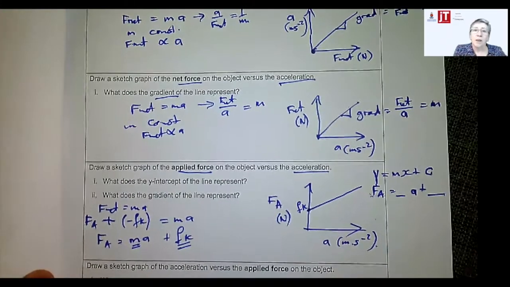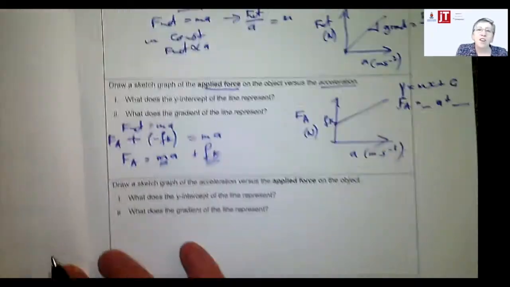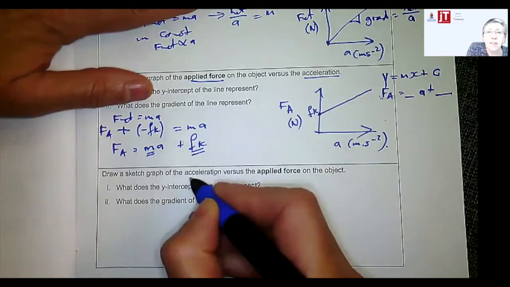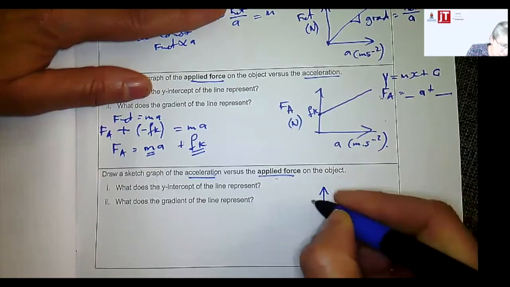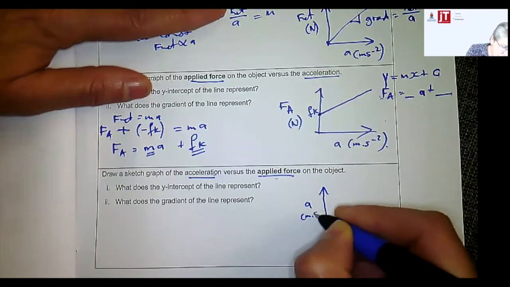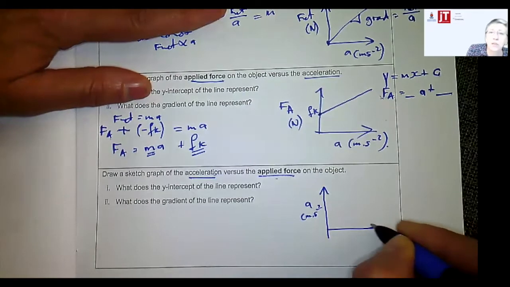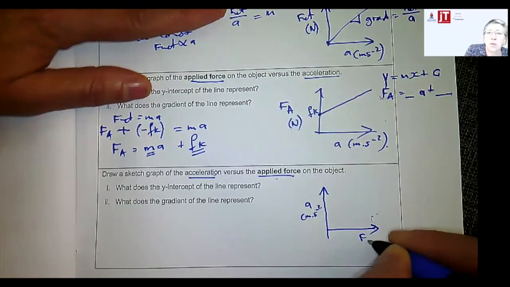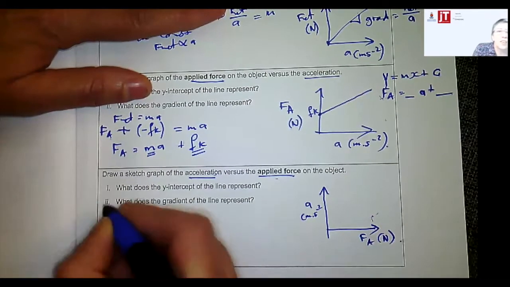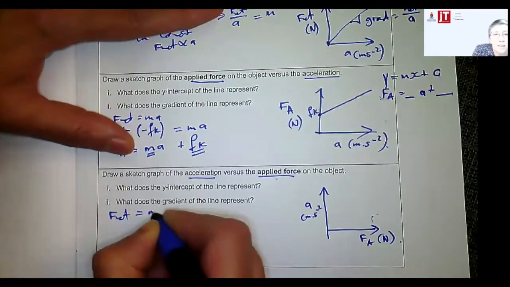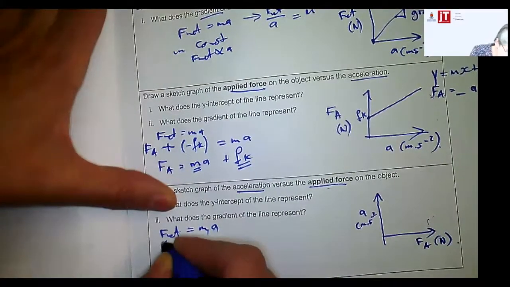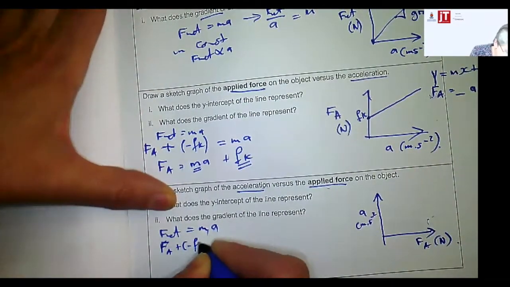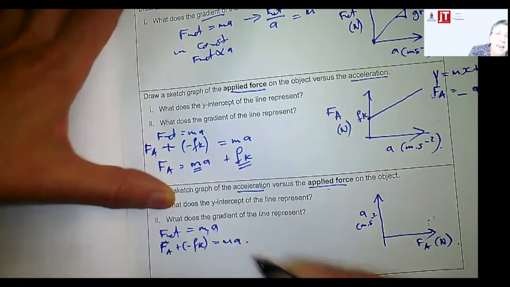Right. Now, the very last one, the very interesting one. This time they want acceleration versus applied force. So let's look at this one. I'm looking at acceleration in meters per second squared versus applied force in newtons. And once again, I start out with F net equals m times A. We're still working with the same box. So Fa is my positive and friction is my negative force. So this will be F applied plus minus friction equals m times A.